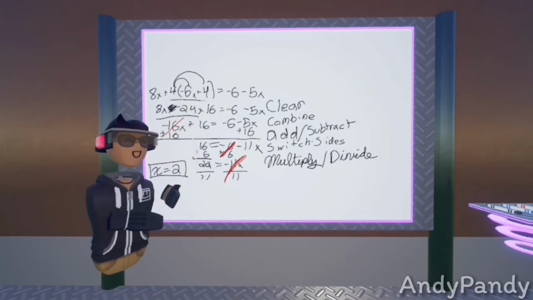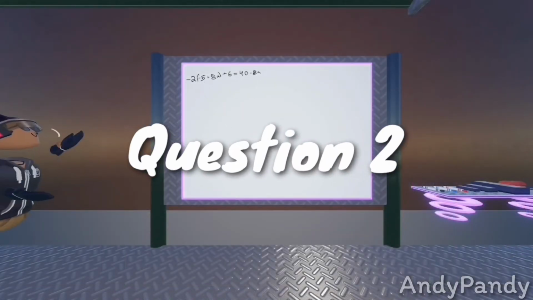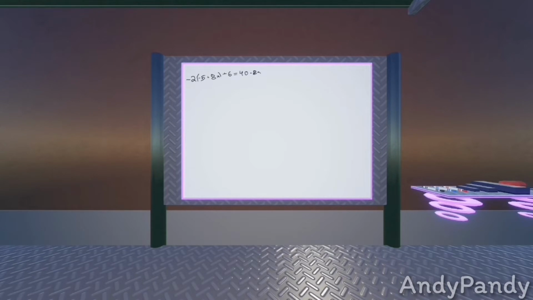Next question. Okay, next question. Negative 2 times (-5 + 8x + 6) equals 40 minus 8.